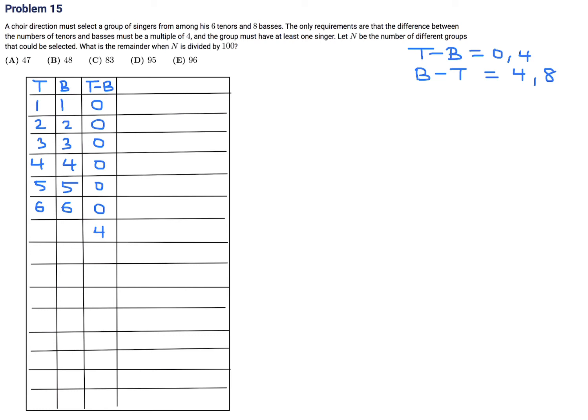For 4, it'd be 4 and 0, 5 and 1, 6 and 2. And I think that's it because there's only 6 tenors. Okay, I think we've exhausted the t minus b.